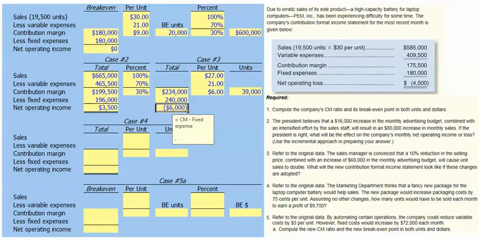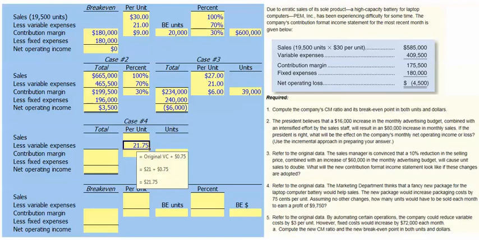Again, referring back to our original data, let's consider another proposal. The marketing department thinks that a fancy new package for the laptop computer battery would help sales. The new package would increase packaging cost by 75 cents per unit. So our variable cost will increase from $21 to $21.75. Assuming no other changes, how many units would have to be sold each month to earn a profit of $9,750?